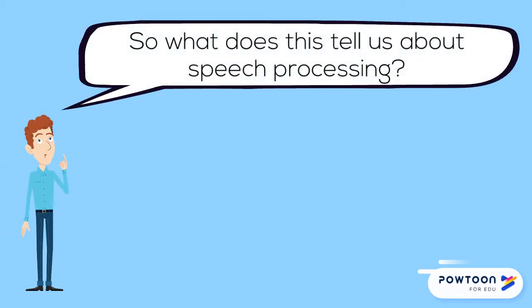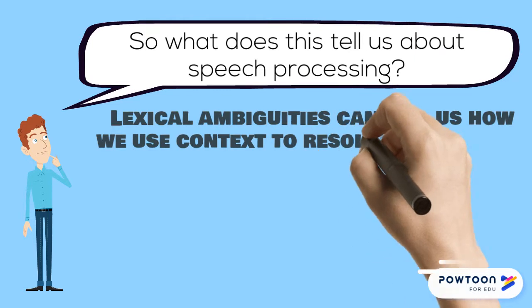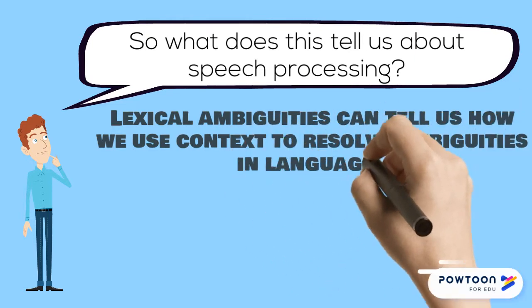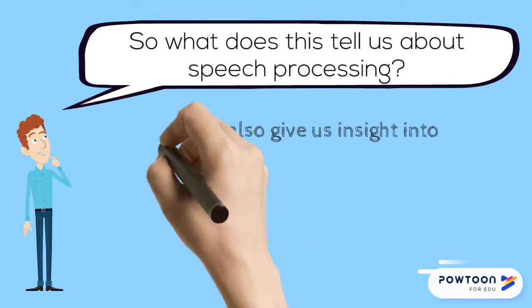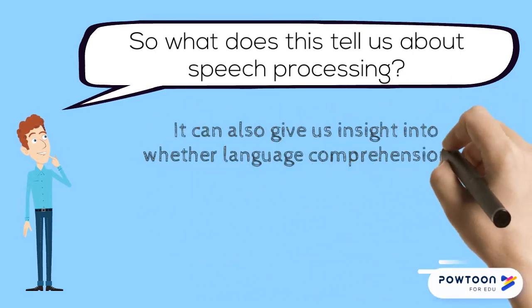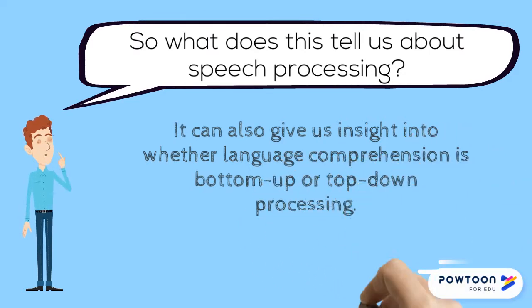Lexical ambiguities are a curious part of language, but what does this tell us exactly about speech processing? Why are lexical ambiguities useful for linguists? Well, lexical ambiguities can tell us how we use context to resolve ambiguous language. It can also help us figure out if language comprehension is a bottom-up or top-down process. Some research has been performed using lexical ambiguities to look into how language is comprehended, which we'll take a look at now.